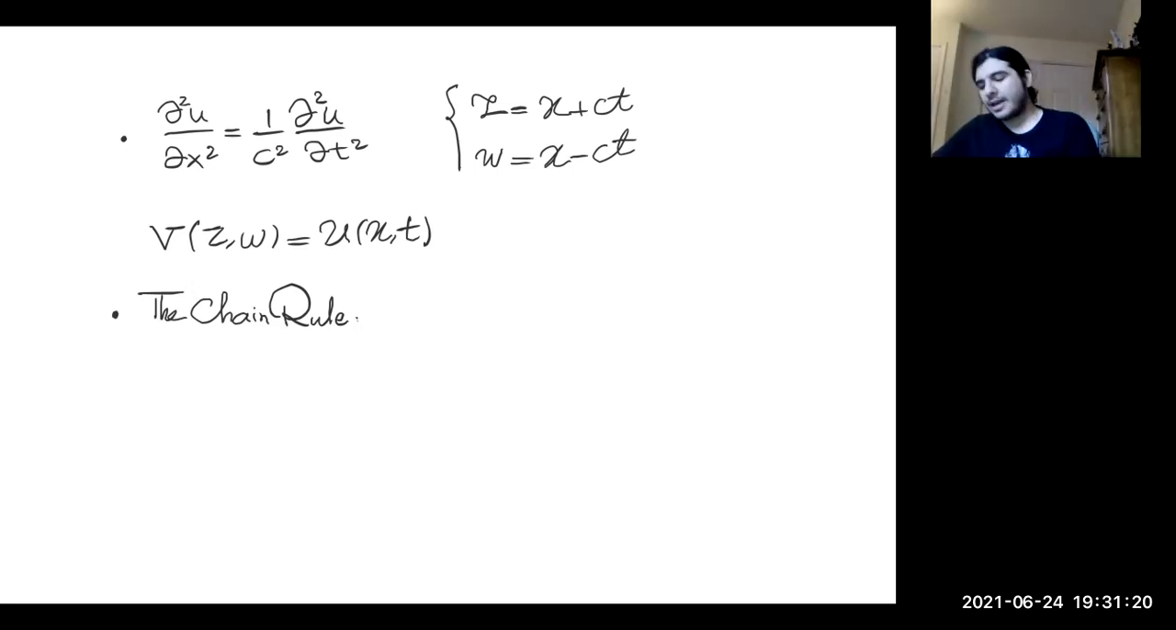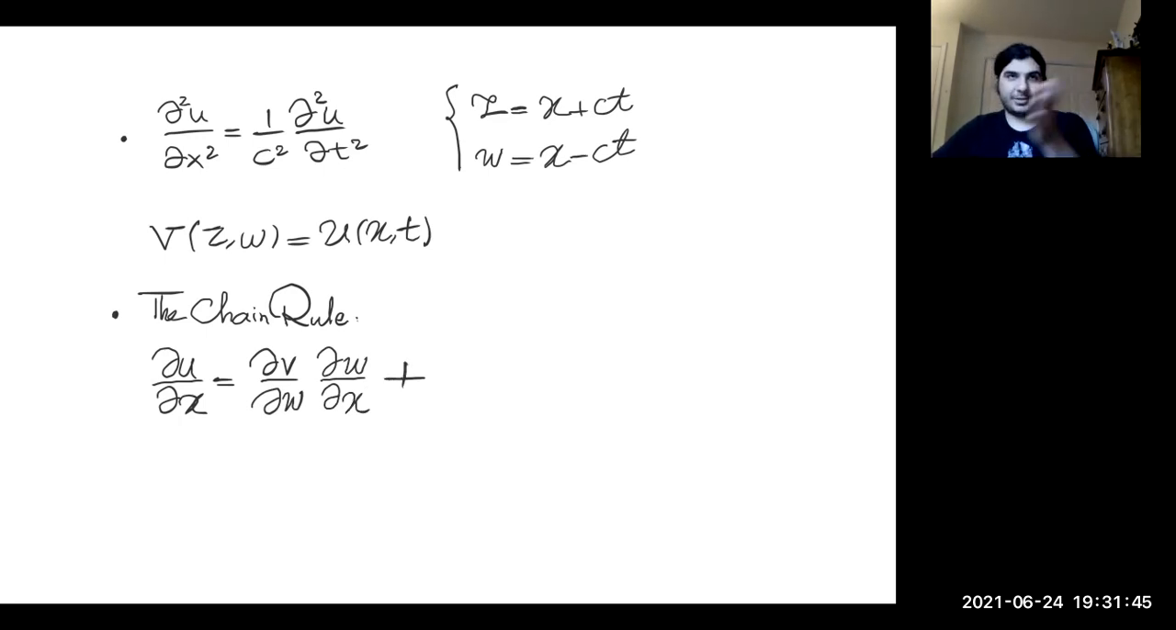So the chain rule here tells us that if we want to take the derivative of u with respect to x, what we can do is take the derivative of v with respect to w and multiply that by the derivative of w with respect to x. Or, which means we can add to this, we can take the derivative of v with respect to z and multiply that by the derivative of z with respect to x.